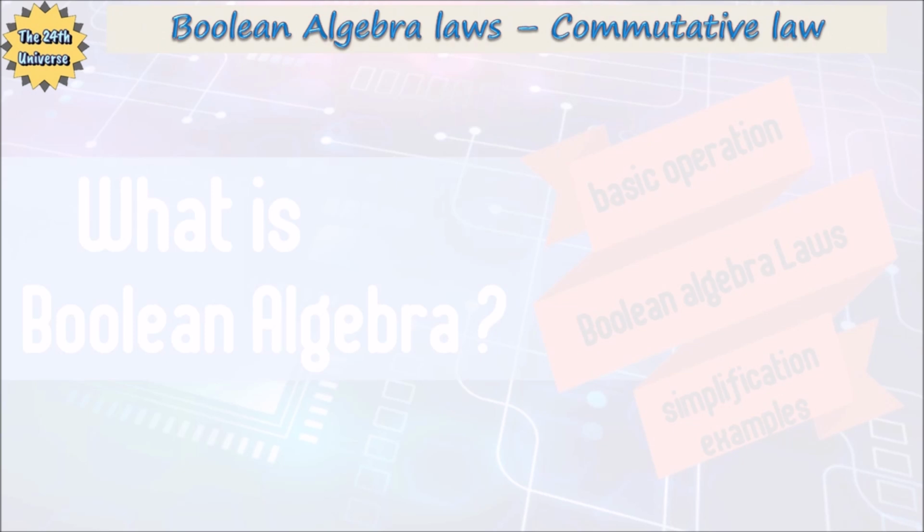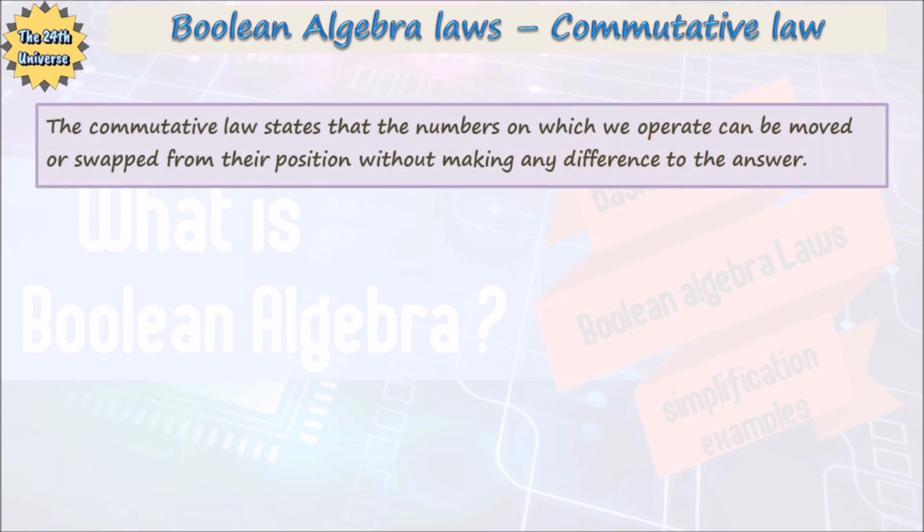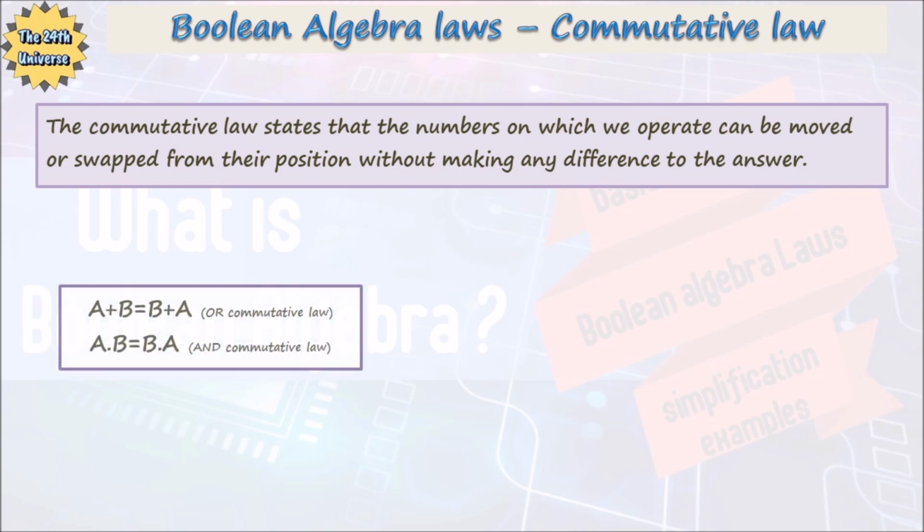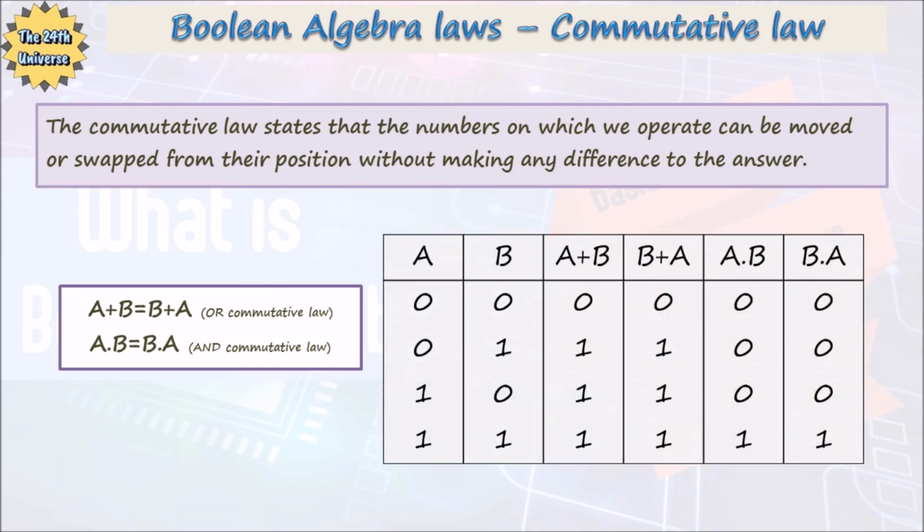The first is the commutative law. The commutative law states that the numbers on which we operate can be moved or swapped from their positions without making any difference to the answer. Consider two Boolean variables A and B. Or commutative law is A or B equals B or A. And commutative law is A and B equals B and A. And we can prove this expression using the truth table like this.